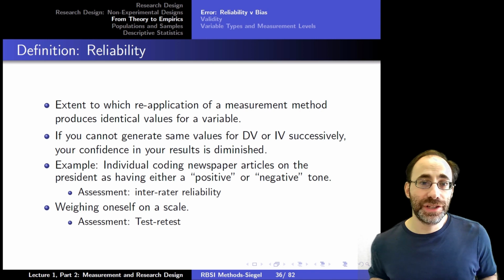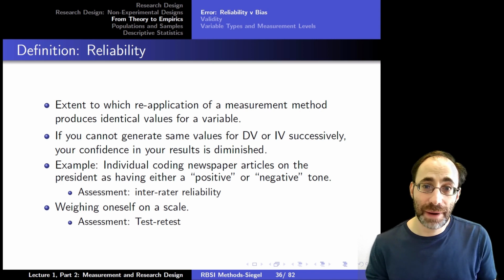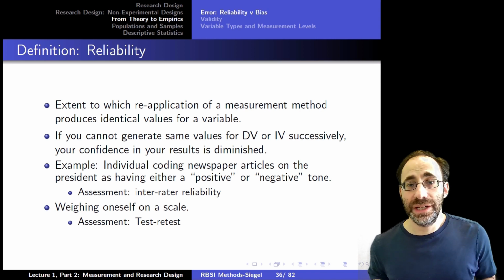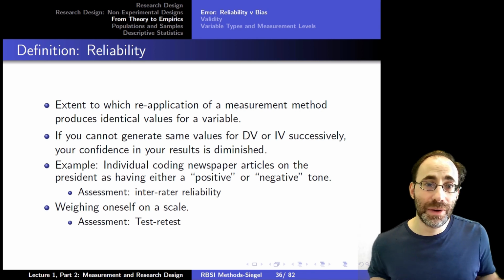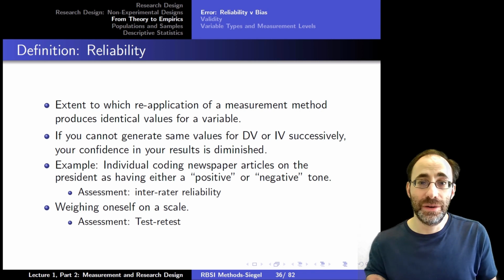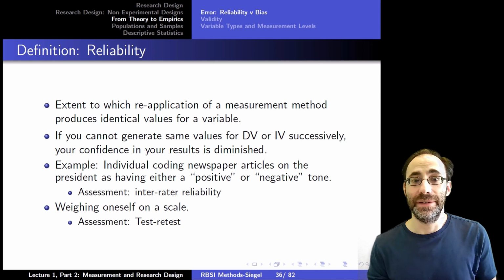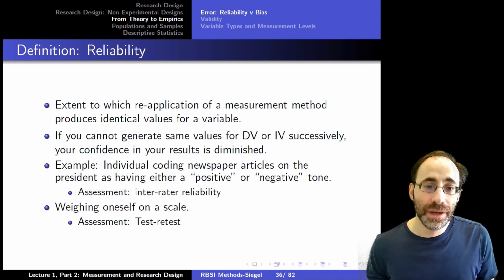In this relatively short module, we're going to discuss three things: reliability, bias, and validity. The reason is, as we said in the previous module, we want measurements that are reliable, unbiased, and valid. So let's start with reliability.